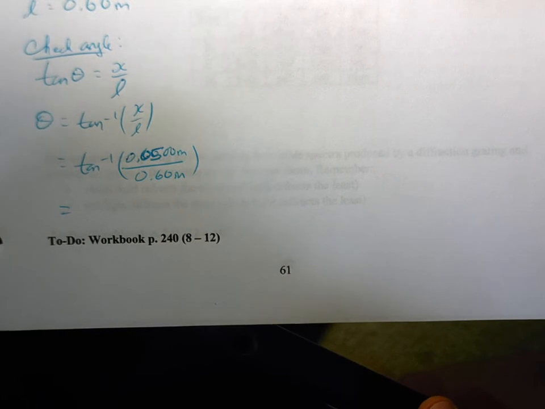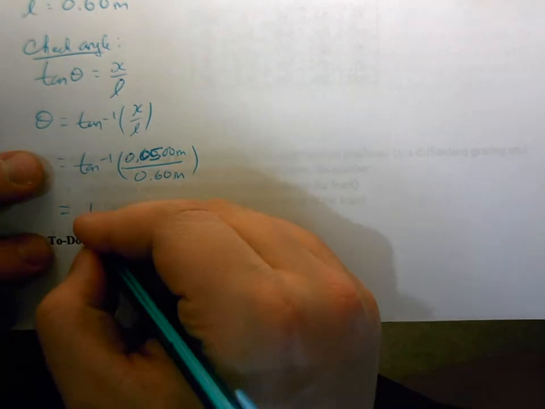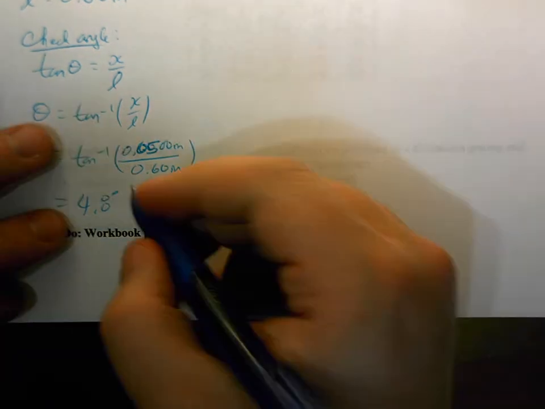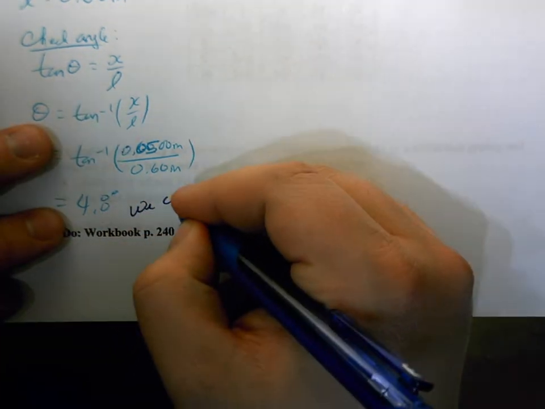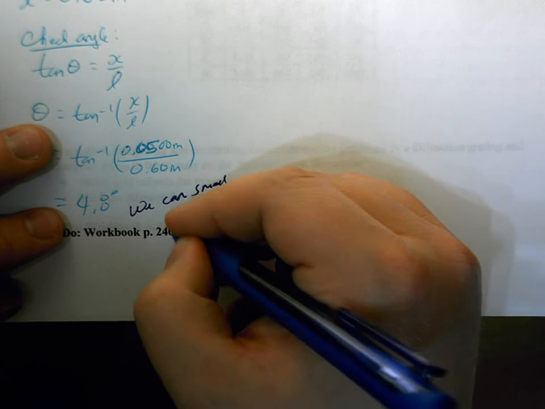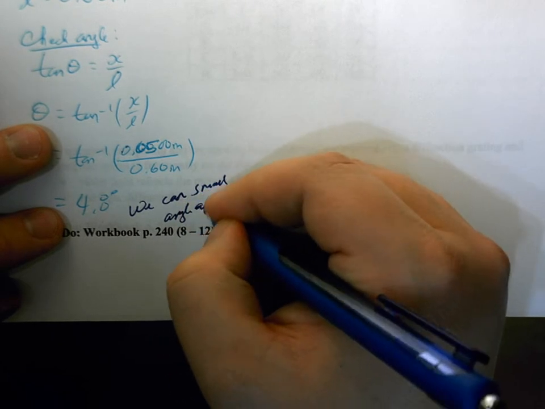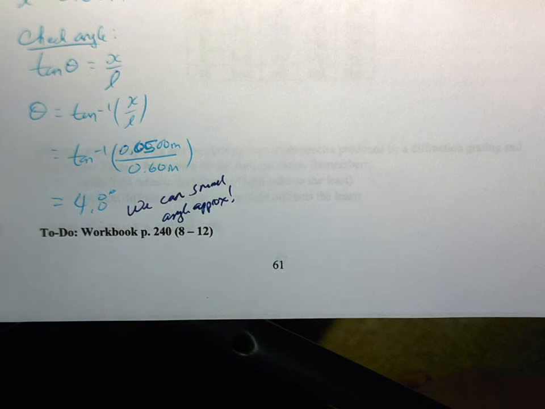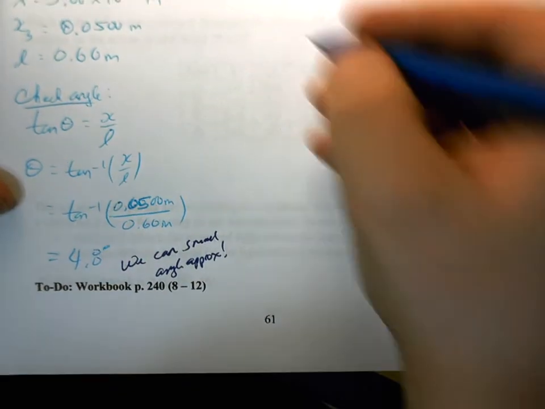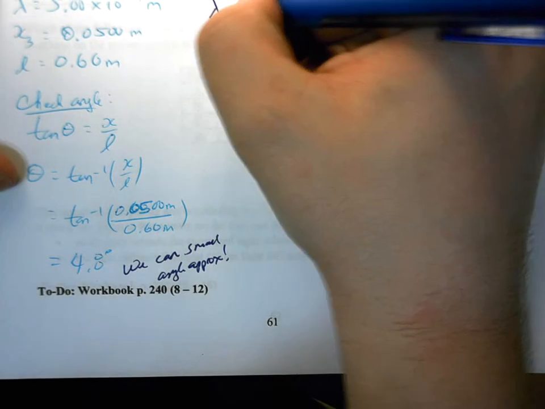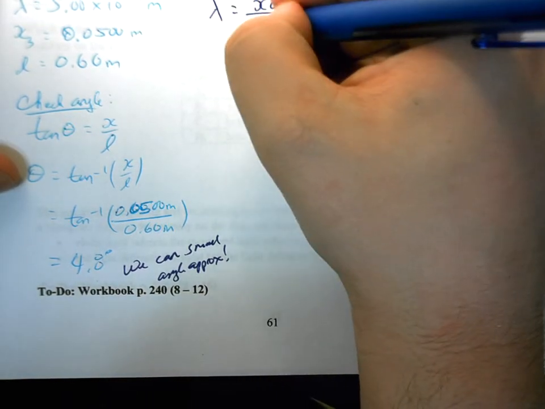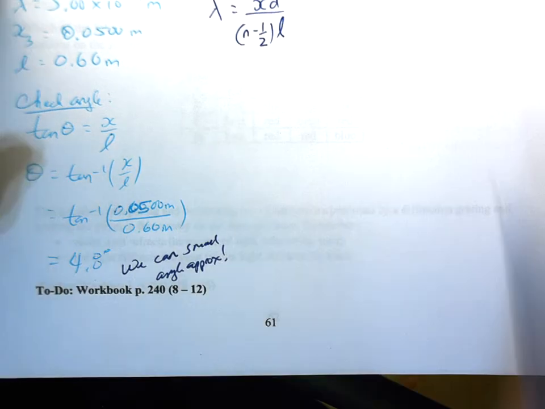So we got 5 over 60. This is going to give us about 4.8 degrees. The angle is small, so we can use the small angle approximation. So we're justified in using that. Now, we also have the dark fringe. So with the dark fringe, that's going to tell us that lambda is equal to xd over (n minus 1/2) L.